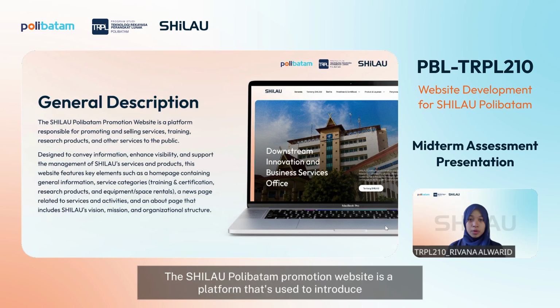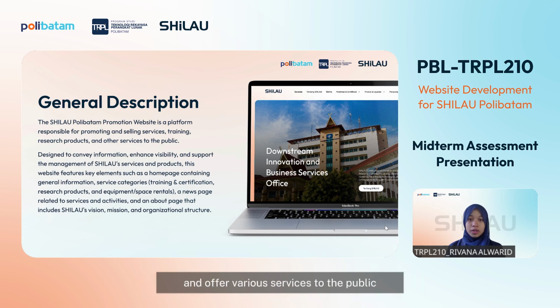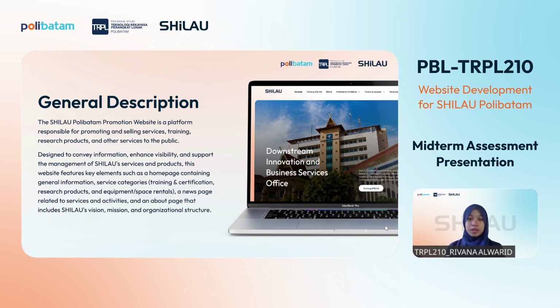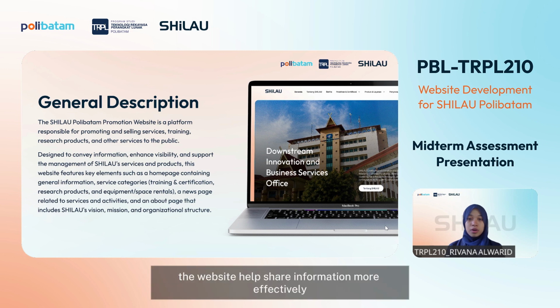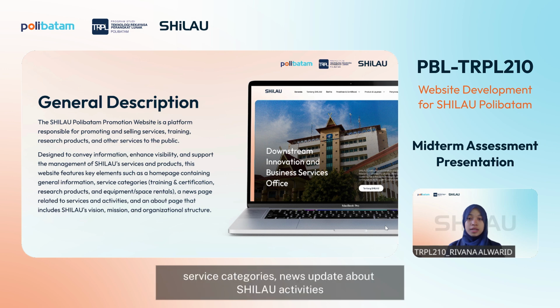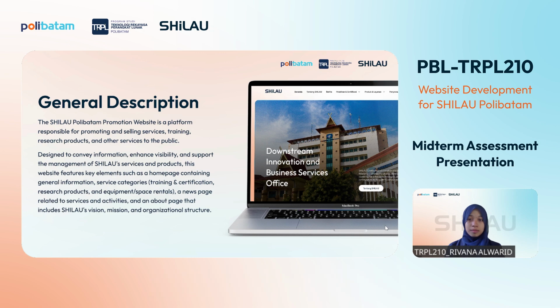The SHILAU Polibatam promotion website is a platform that's used to introduce and offer various services to the public, such as training programs, research-based products, and equipment or space rentals. The website helps share information more effectively, boost visibility, and manage your services better. It includes key sections like the homepage, service categories, news updates about SHILAU activities, and an about page that highlights its vision, mission, and organizational structure.